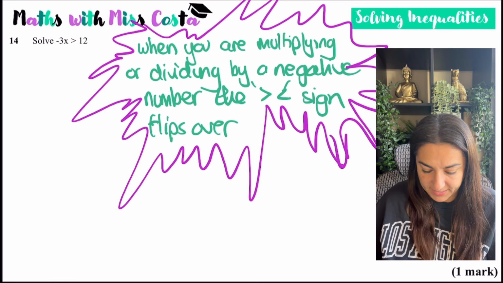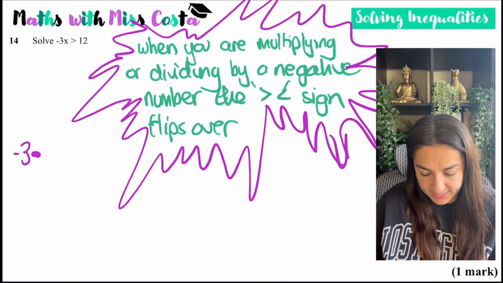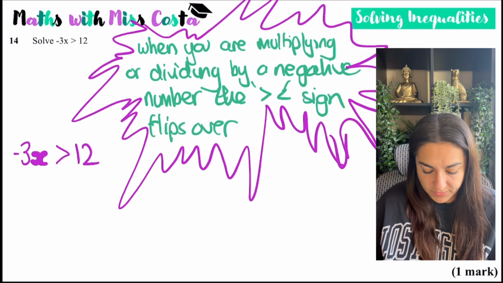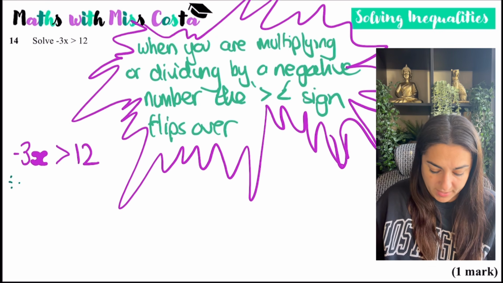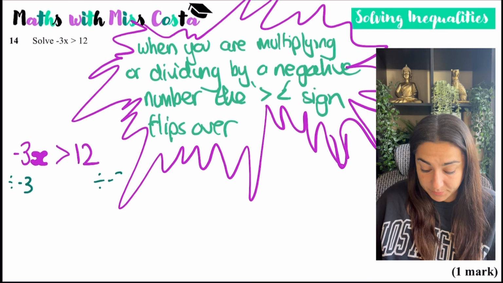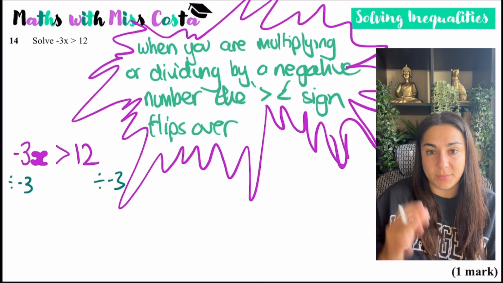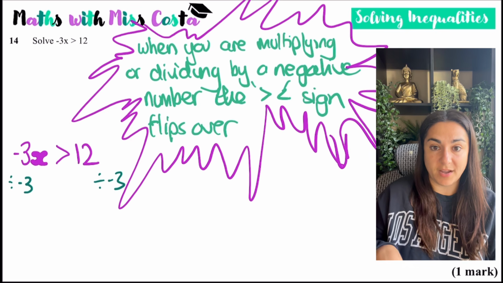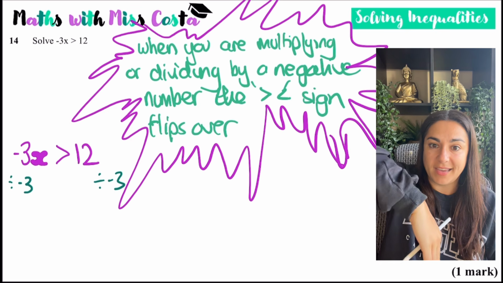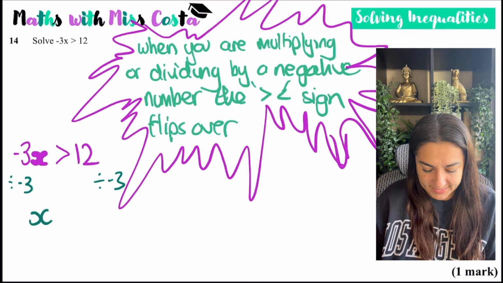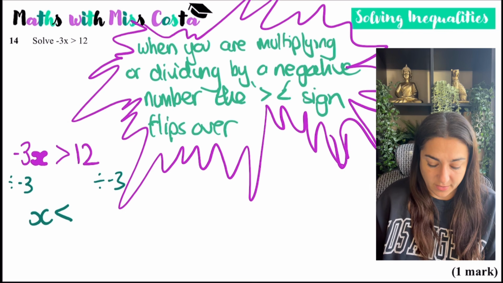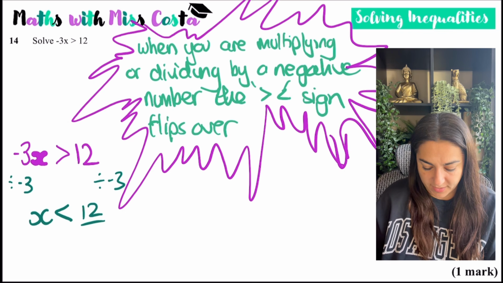So what is happening here? We know that minus 3x is greater than 12. What are we going to do? We're going to be like, okay, I'm going to divide by negative 3. Very simple. But as soon as with an inequality you multiply or divide by a negative number, the inequality sign flips over. So that would become x is less than whatever this result is, 12 divided by -3. So x is less than -4.